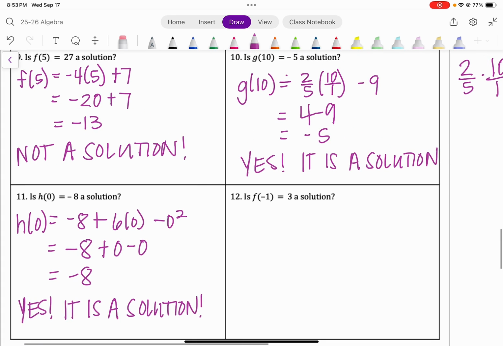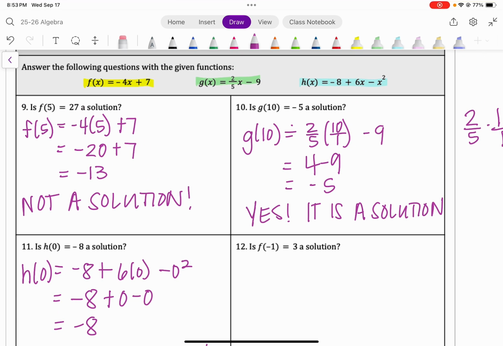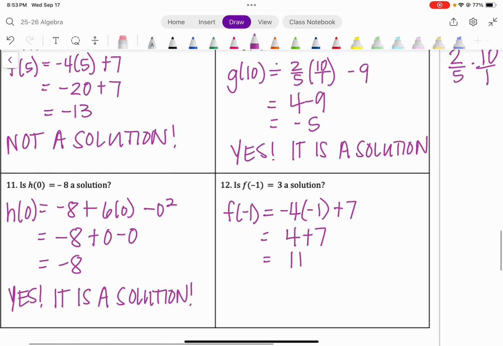In our last one, we're using the yellow equation one more time. F of negative 1 equals negative 4, where I see my x, I'm substituting negative 1 and adding 7. So that will be 4 plus 7. That's 11. Is that a solution? We wanted it to be 3, so this is not a solution.